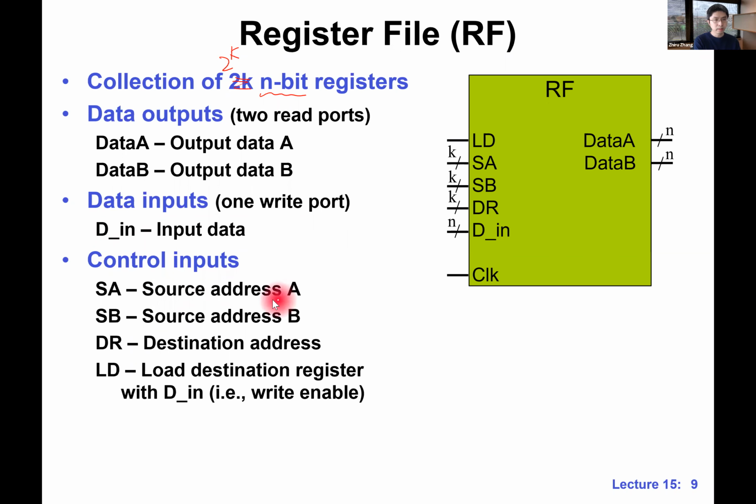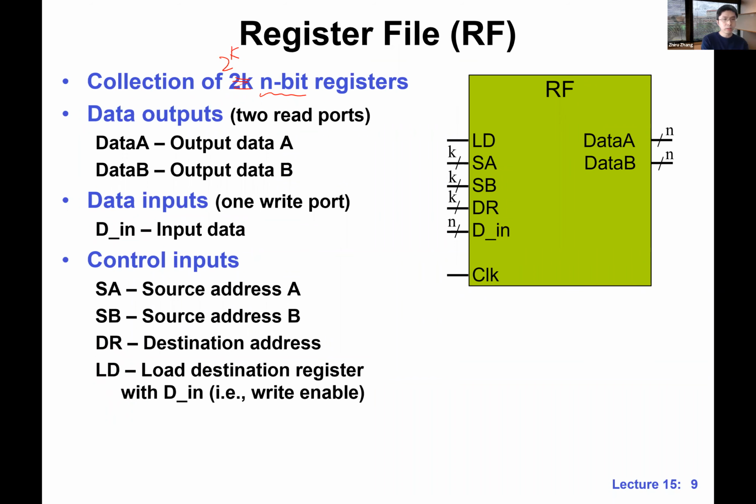For data A, that is the first read port, we have something called SA, or source address A. This is basically the address for indexing the register for data A. And similarly, we have SB for addressing the register for data B. And we have a destination address, DR, for the write port, for D. And we have a single bit strobe called LD.